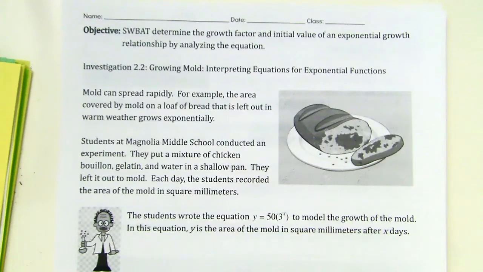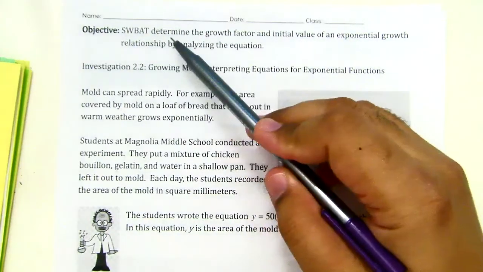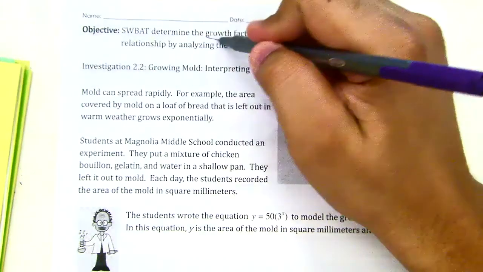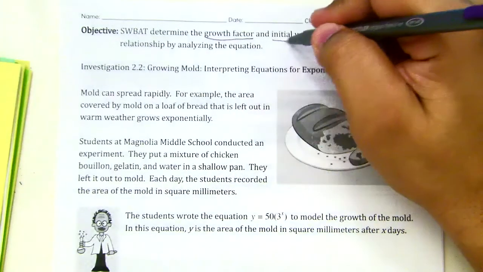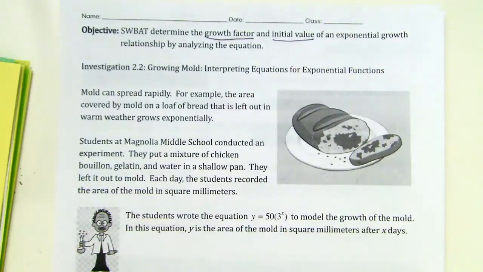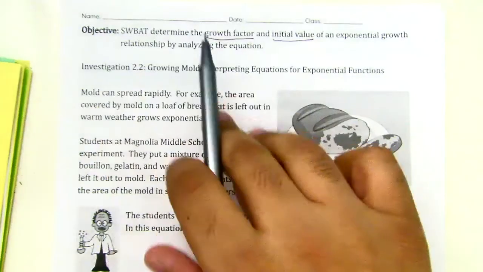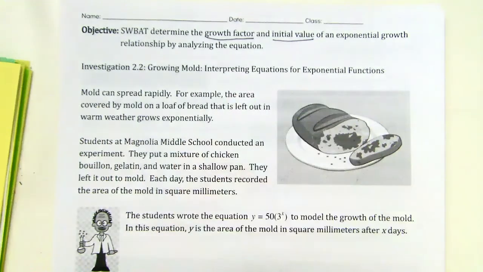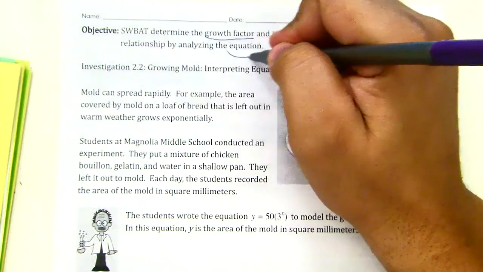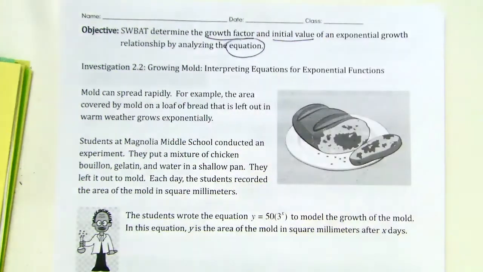Our objective for today is that students will be able to determine the growth factor and initial value of an exponential growth relationship by analyzing the equation. So we talked about growth factor. We're going to talk today about something else called an initial value and talk about in general what these equations actually look like, right? Before we get to that though, we're going to talk about one more real life example. You're going to practice with that a bit, and then I'm going to talk to you about what these equations look like in general, okay?